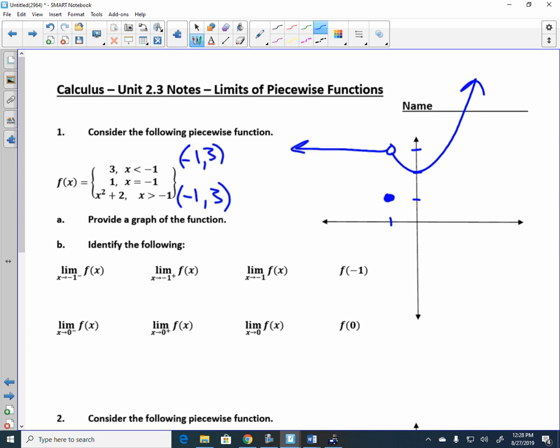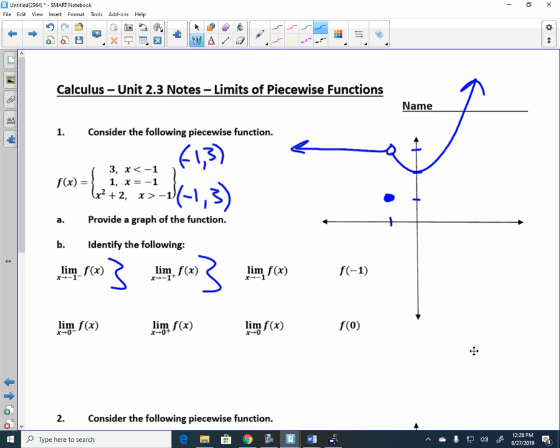All right, very cool. So that's the graph we're trying to produce. And so piecewise functions can produce some very interesting graphs. So you're going to be able to generate these graphs, and then you're going to need to be able to determine the limits. What is the limit as x goes to -1 from the left? 3. What's the limit as x goes to -1 from the right?